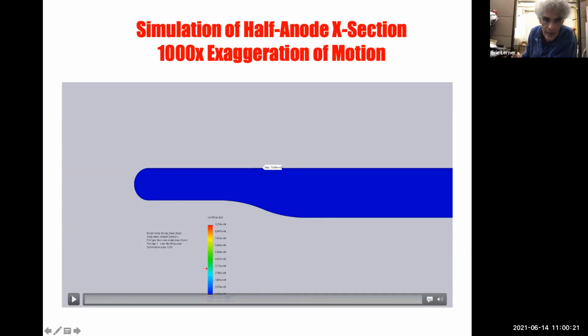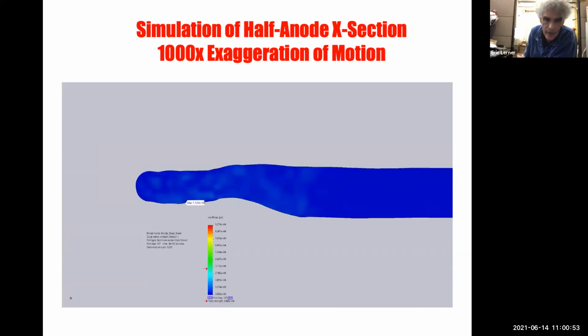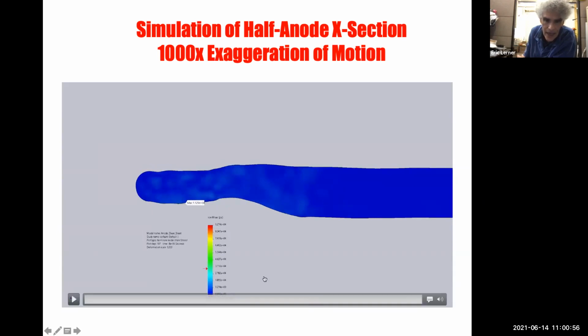So this is a little simulation. This shows about a 1,000-fold increase in movement with the half cross section of an anode that has the thickness of our old anode. So you see, here's the pulse hitting, and you get deformation, obviously, as I say, greatly exaggerated, and the stresses go up as high as 3 times the yield stress.